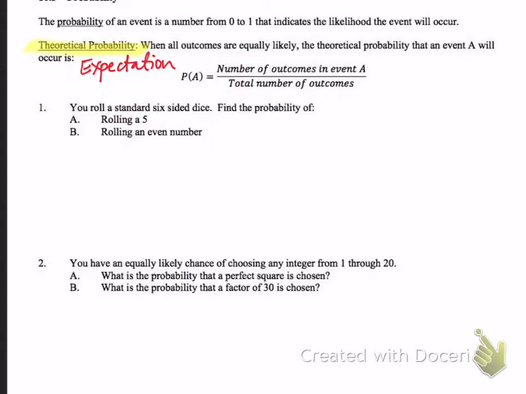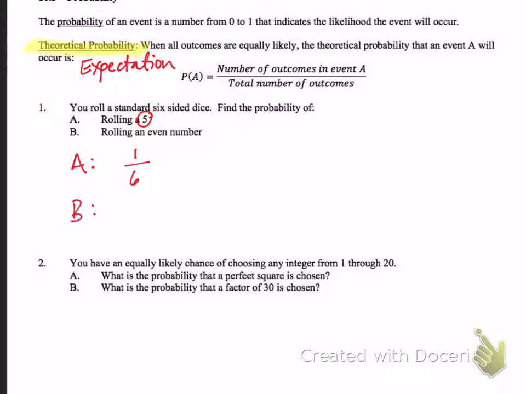And so the formula for that is the number of outcomes over the total outcomes. So if you look at number 1, you roll a standard 6-sided dice. Find the probability of rolling a 5. So what would you expect to roll a 5? 1 out of 6. Because a 5 only occurs 1 time out of 6.